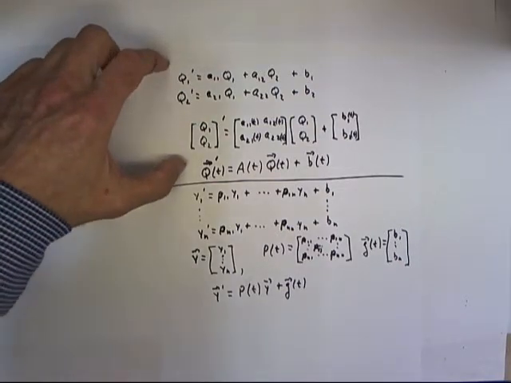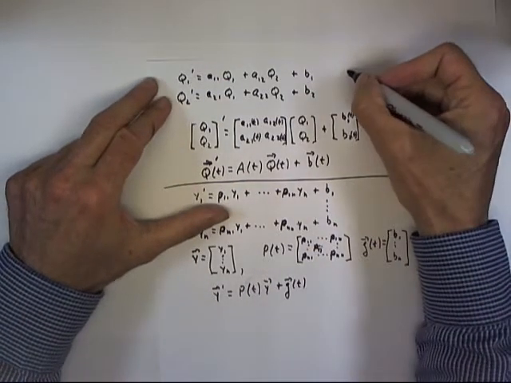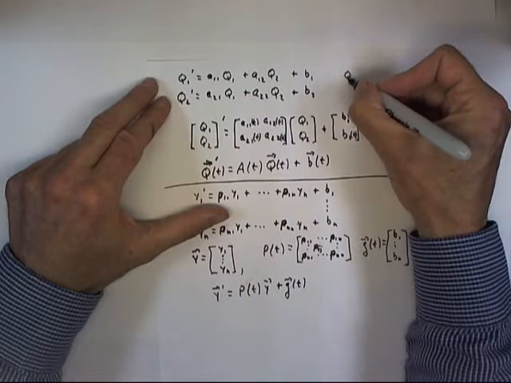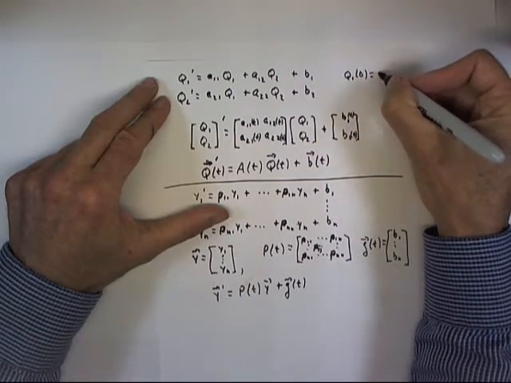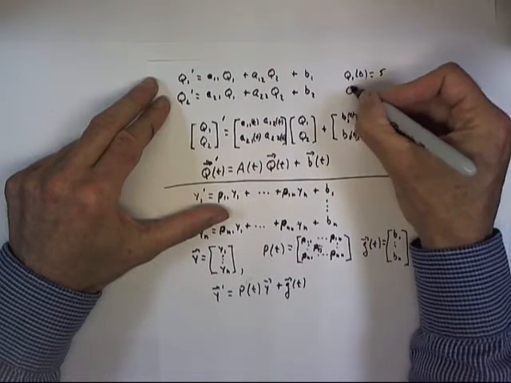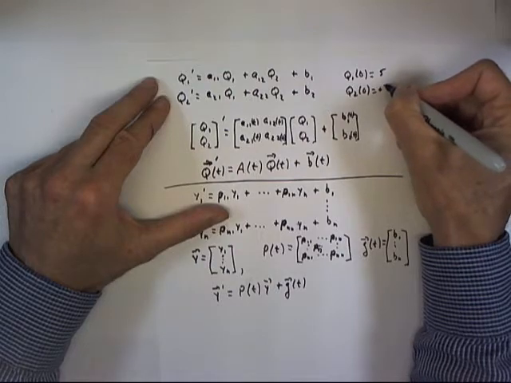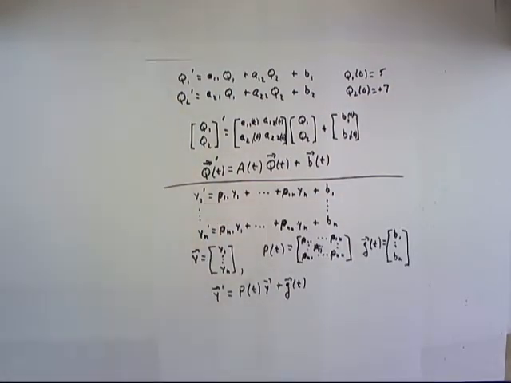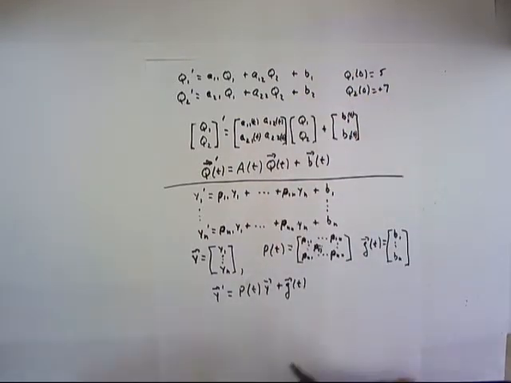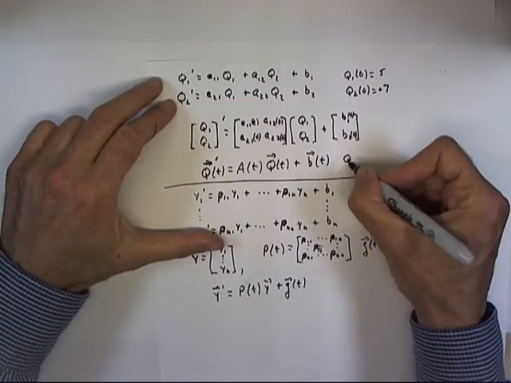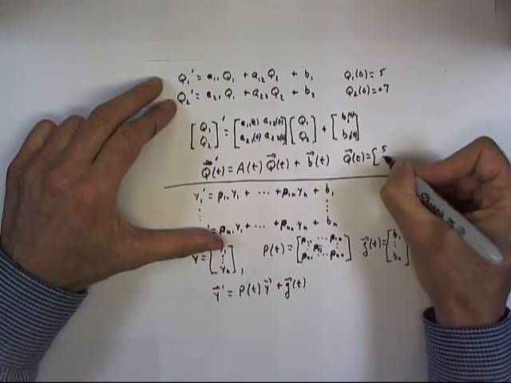Just as a mixture problem could have had initial conditions, for example, Q1 of 0 equals 5 and Q2 of 0 equals negative 7. Well, you can't have a negative concentration, so we'll make it plus. Okay, we could have a set of initial conditions like this that could be written then as Q of 0 equals, in this case, 5, 7.